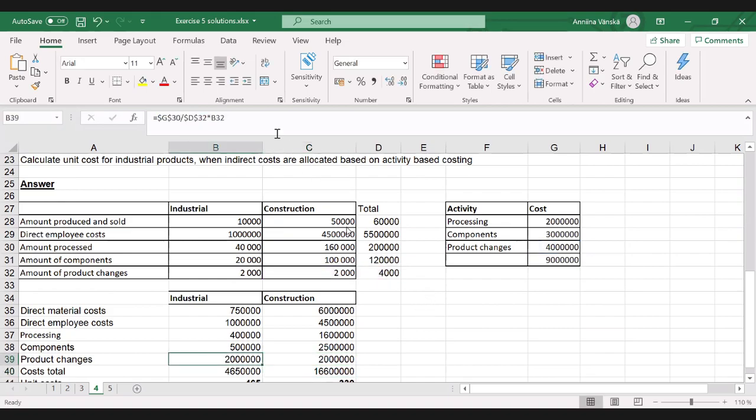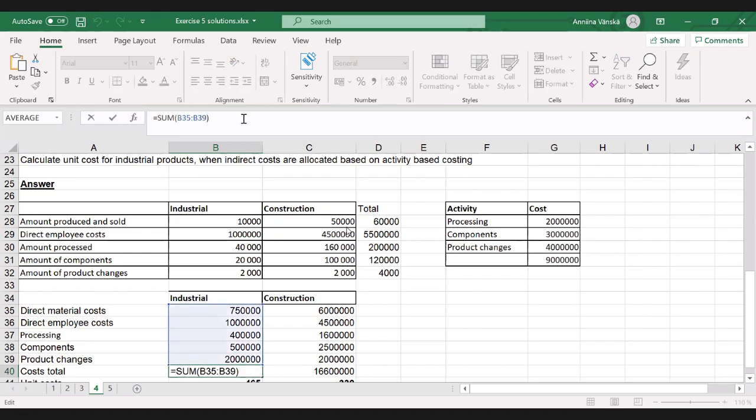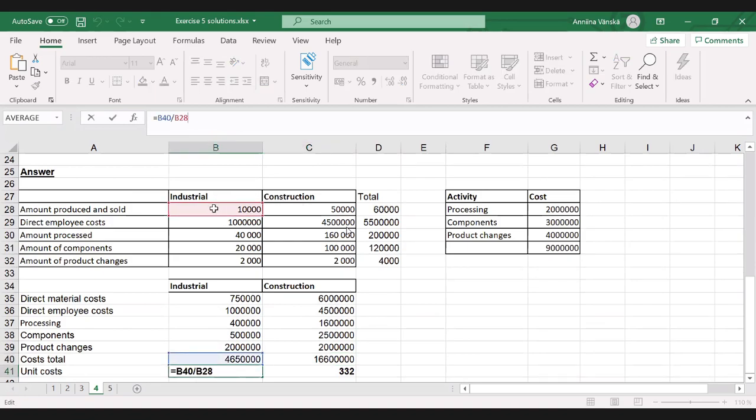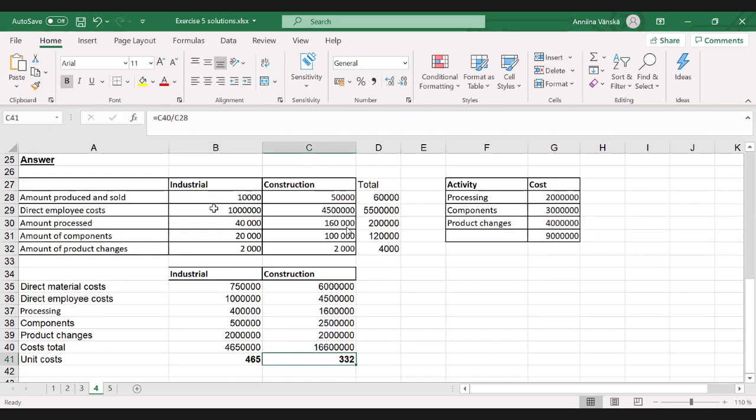Okay, so then the product changes. It was said here already that the product changes are 2,000 for each of these. So then 2 million plus 2 million is together the 4 million here. And then we have calculated these together. We know the cost for both of the pipes. And by knowing the produced and sold amount, we are able to calculate then the unit cost for both of these.